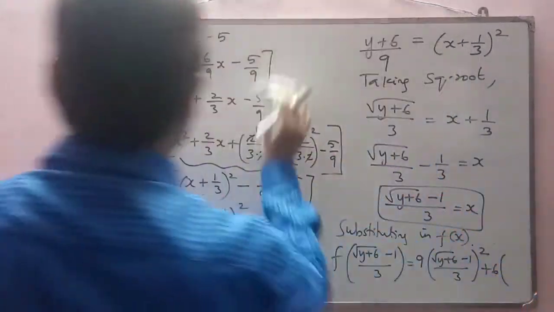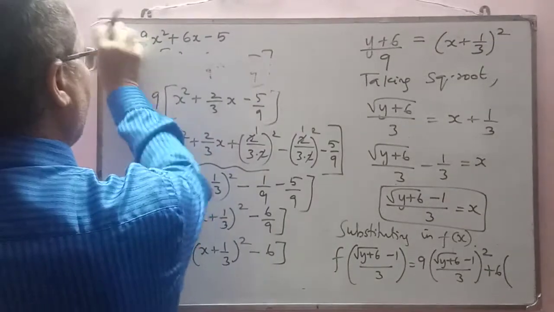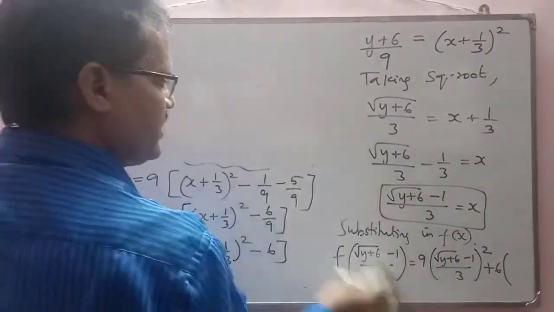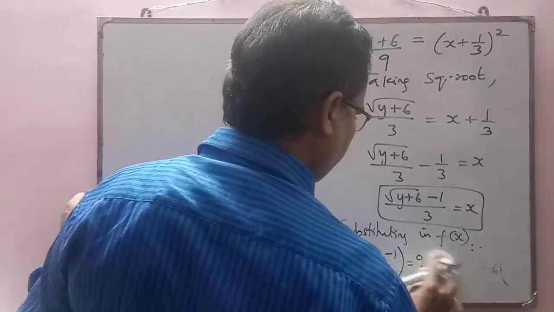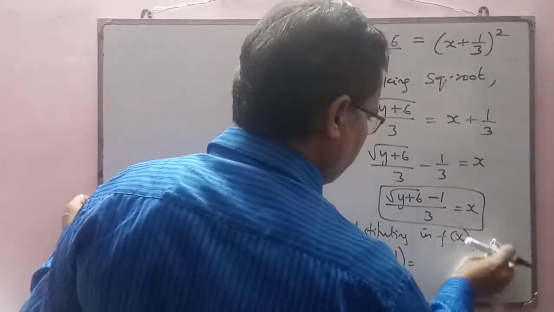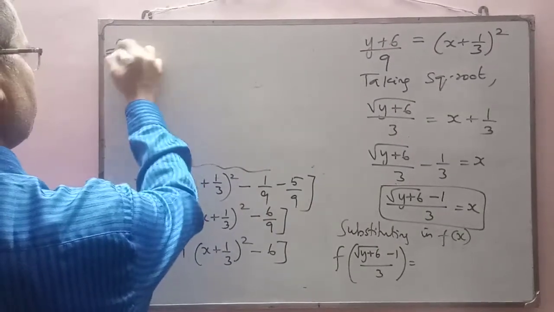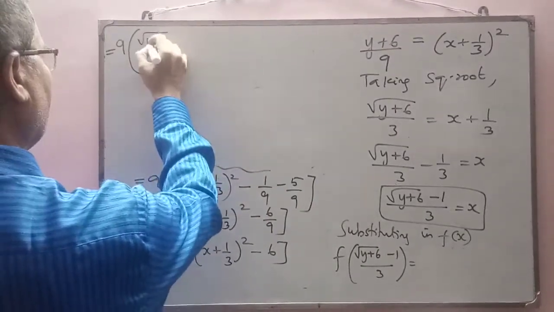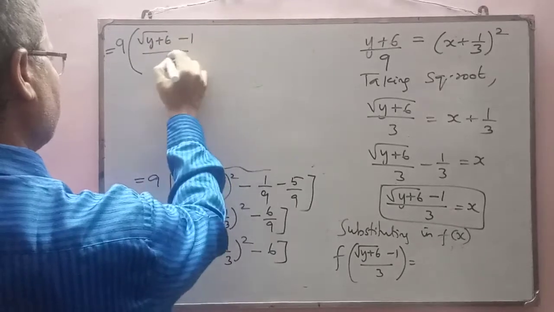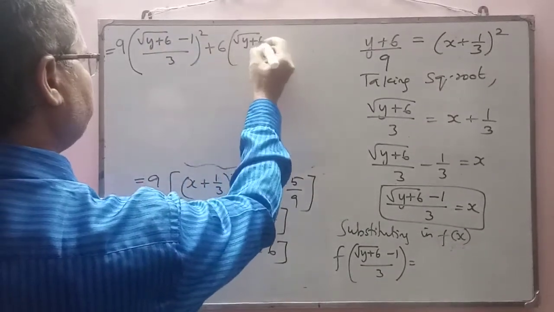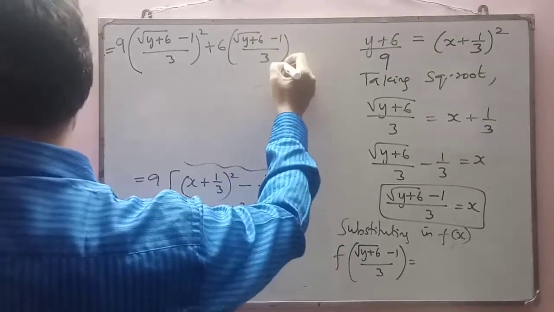I will do it here. As I told you, these calculations are a little difficult, but other things are very easy. Now let us go with that. 9 times, which is equal to 9 times (root of (y plus 6) minus 1 by 3) the whole square plus 6 times root of (y plus 6) and minus 5.